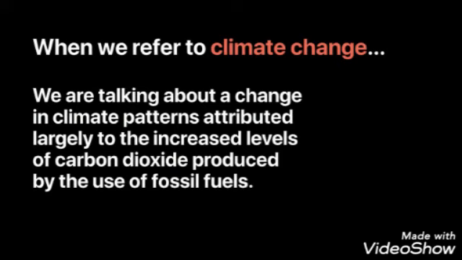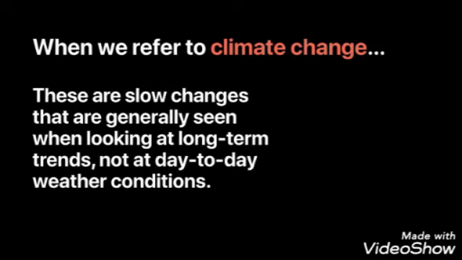So what we're talking about is not a change in the weather for today or tomorrow or next week, but rather a very slow, large-scale change in the average conditions for different locations on Earth. These are very slow changes, and they're generally seen when you look at long-term trends, not at day-to-day conditions. This is why it's so important to understand the difference between weather, what's happening right now, and climate, the big picture illustration of weather conditions on Earth.